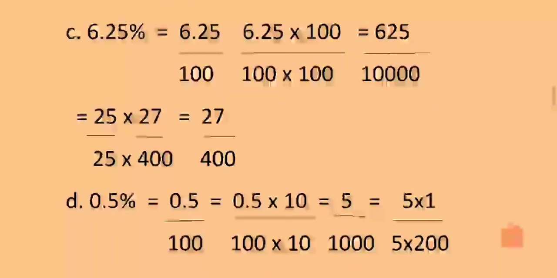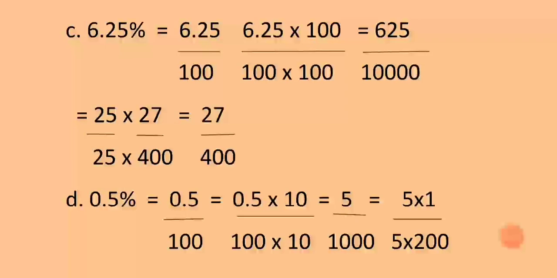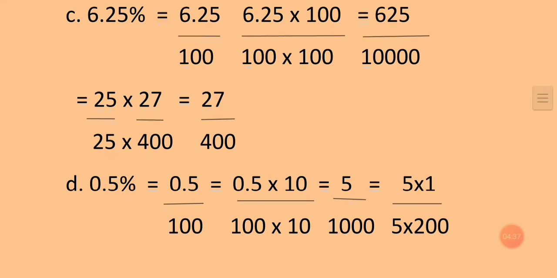After the decimal point, I have 2 and 5, which are 2 digits. Because these are 2 decimal places, we multiply the numerator and the denominator by 100, 100 having 2 zeros as well. So 6.25 times 100 over 100 times 100, giving us 625 over 10,000. The highest common factor of 625 and 10,000 is 25. So I'll be dividing both by 25 to give me 25 over 400. So the lowest fraction I have for 6.25% is 25 over 400.